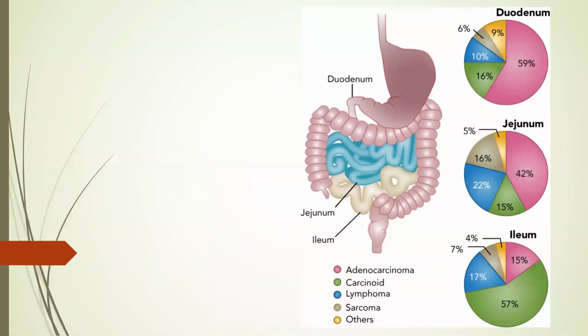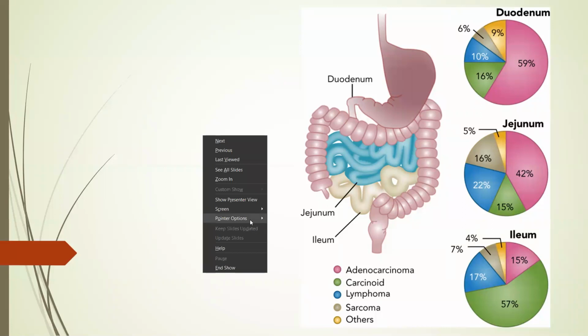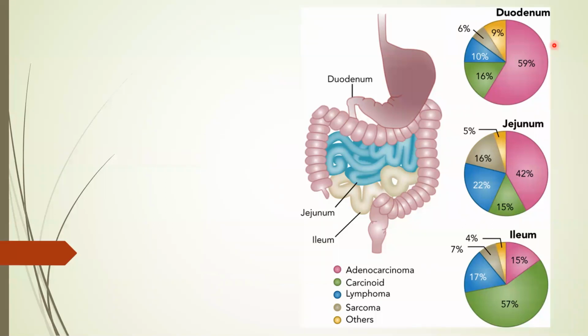This image shows the distribution of primary malignant tumors in each part of the small bowel. We can see that in the duodenum, the most frequent type is the adenocarcinoma, and the incidence decreases as we move distally. It is rare in the ileum. The carcinoid is the opposite: more common in the ileum and less common in the duodenum and the jejunum.